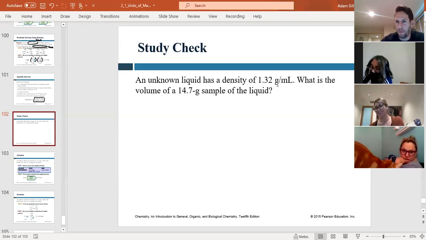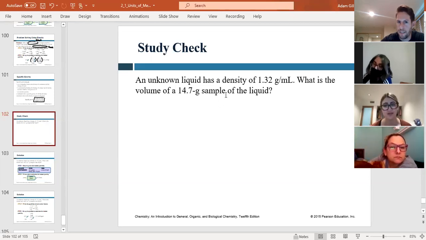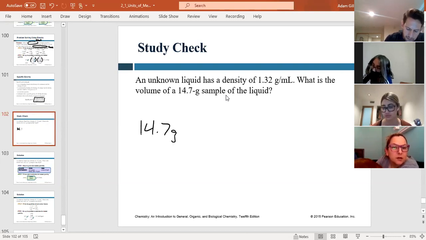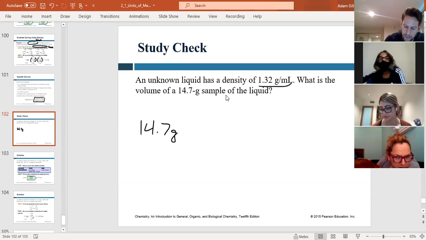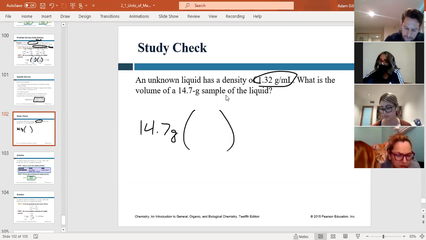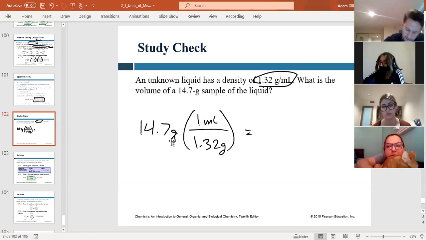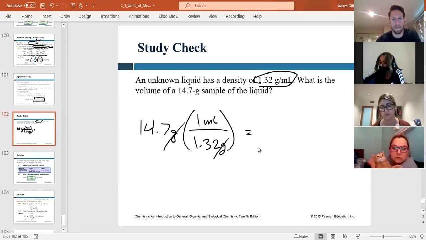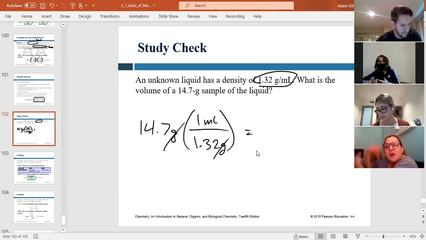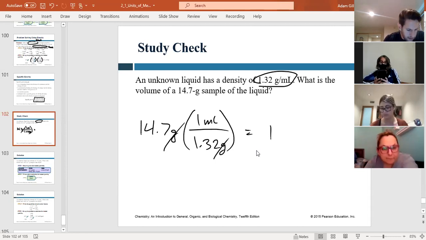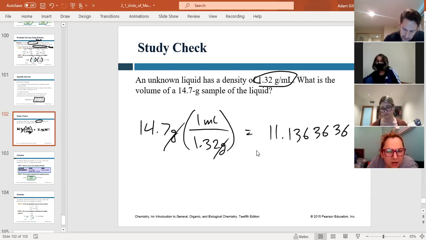So a liquid has a density of 1.32 grams per mil. What's the volume of this much sample? So 14.7 grams of liquid, and our conversion factor is this. We want to get rid of grams, 1.32 grams per 1 milliliter. So 14.7 grams are going to cancel, divided by 1.32. And that's 11.13636636 repeating forever.